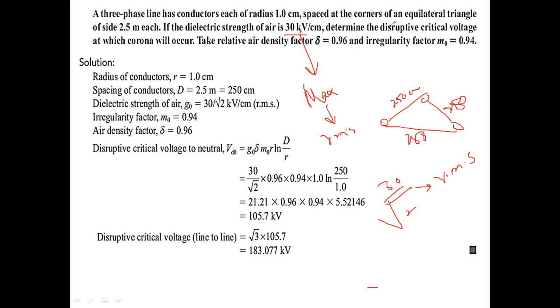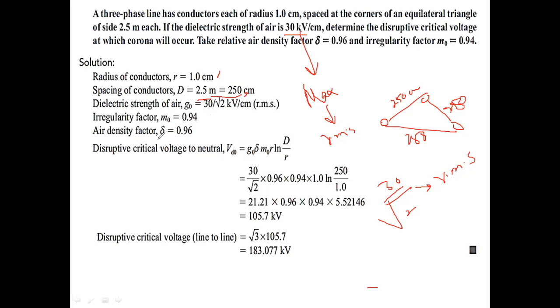Determine the disruptive critical voltage at which the corona will occur, where sigma value is 0.96 and the irregularity factor m naught is equal to 0.94. Now the radius of the conductor is given in meter, while d is in centimeter, so we have to convert it into centimeter so that we have uniform parameters. Dielectric strength in RMS, irregularity factor 0.94, sigma 0.96.